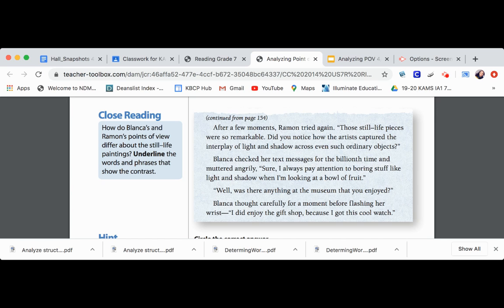So after a few moments, Raymond tried again. "Those still life pieces were so remarkable. Did you notice how the artist captured the interplay of light and shadow across even such ordinary objects?" Blanca checked her text messages for the billionth time and muttered angrily, "Sure, I always pay attention to boring stuff like light and shadow when I'm looking at a bowl of fruit." "Well, was there anything at the museum you enjoyed?" Blanca thought carefully for a moment before flashing her wrist. "I did enjoy the gift shop because I got this cool watch."